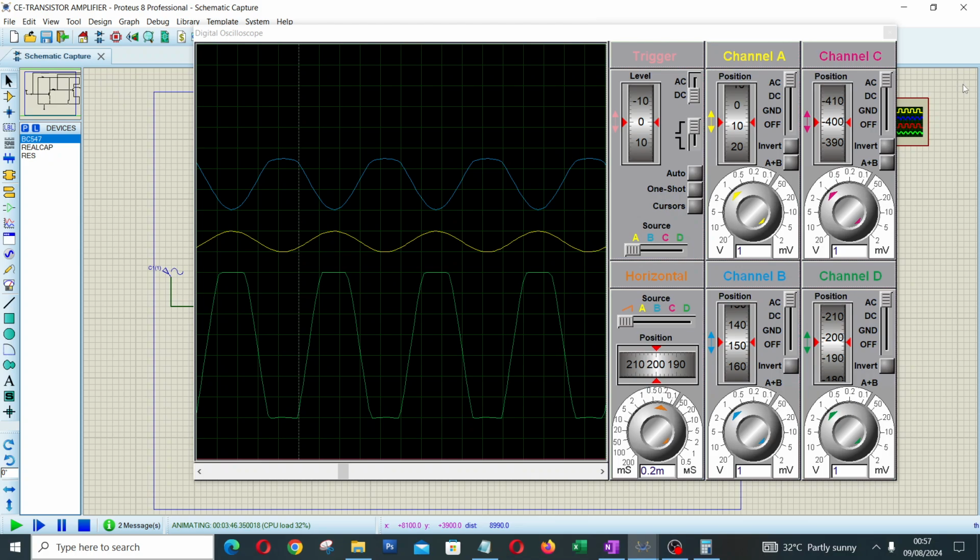So this is how we do a two-stage transistor amplifier, and that will be the end of this video.